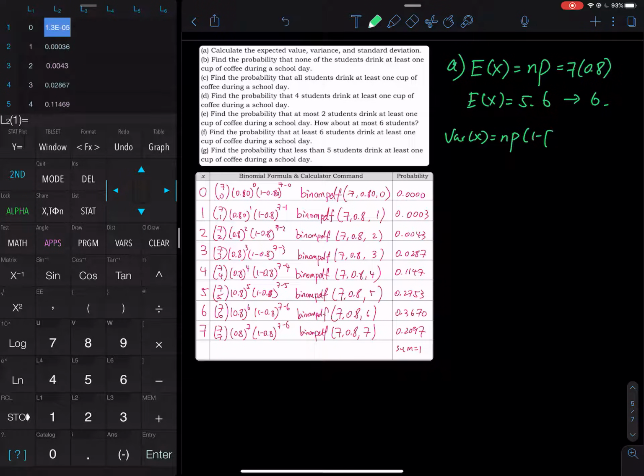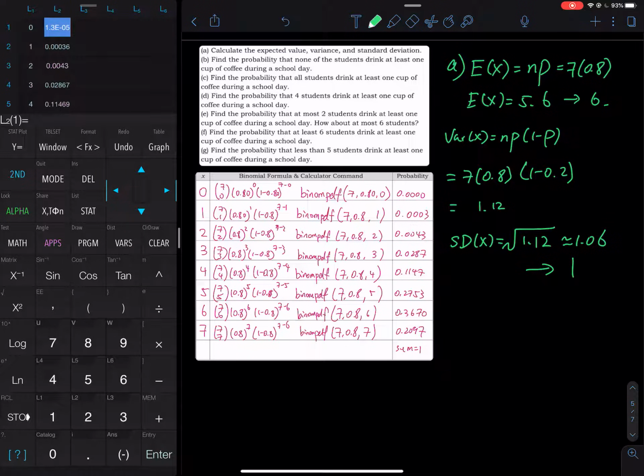So that is n. That means you are taking the previous answer times the probability of failure. So that is equal to 1.12. What is the unit? The unit is student square. Variance is meaningless because the unit is being squared. Student square, I don't know what it is. So for the standard deviation, you take the square root of 1.12. That is around 1.06. For my convenience, I will round that to a 1.